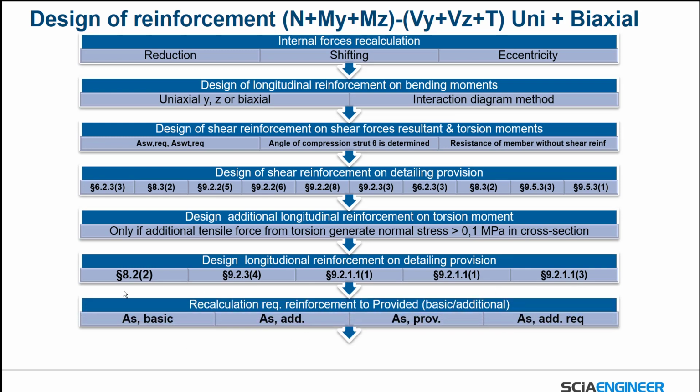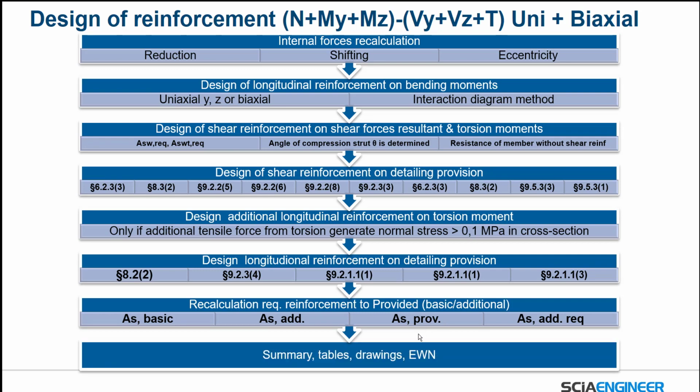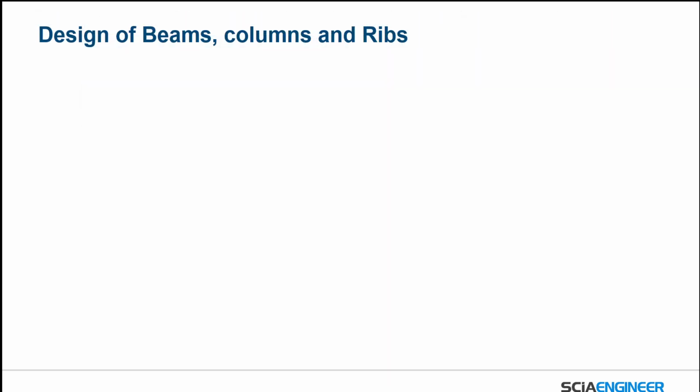And finally, as a user, I can calculate my basic reinforcement. If additional reinforcement should be calculated, then it will be calculated. And finally, I will get the provided reinforcement inside my cross section or inside my member. All that is supported with a nice output graphically or numerically with a nice error and warning system. This error and warning system can guide you to understand what's happening in your structure and what kind of solution you have in front of you.